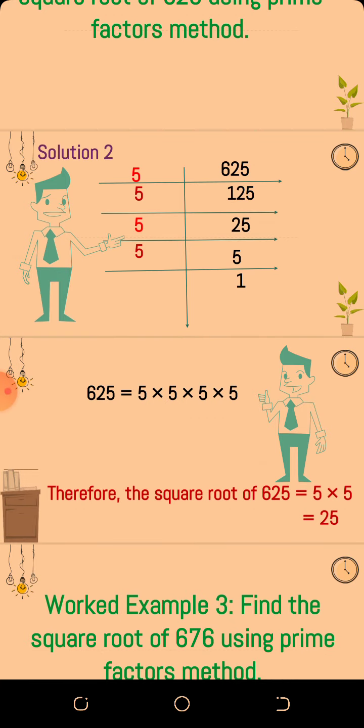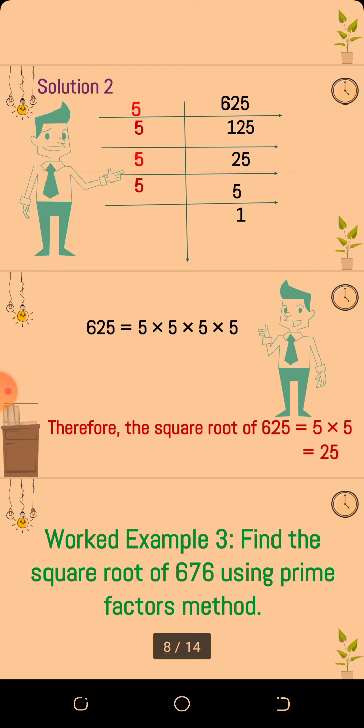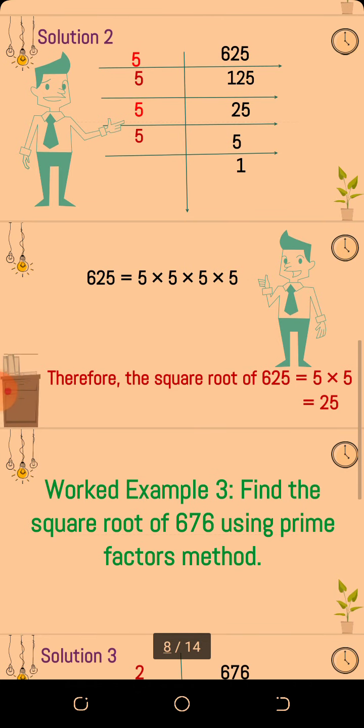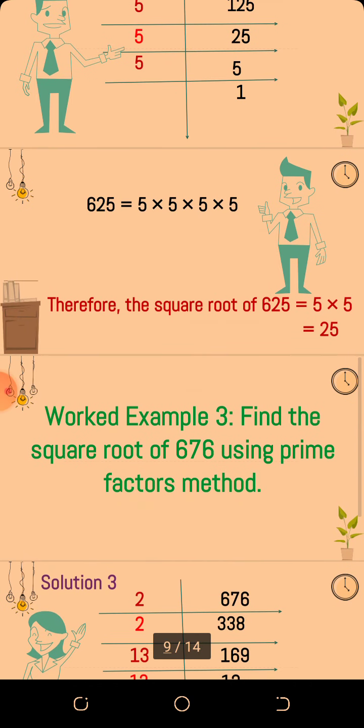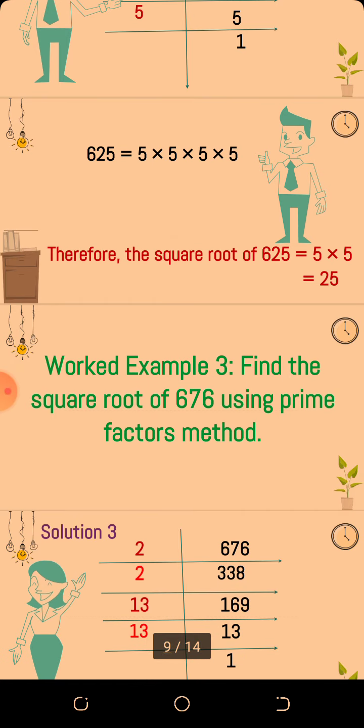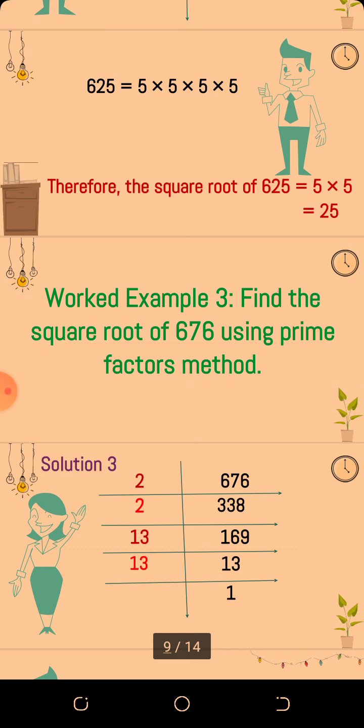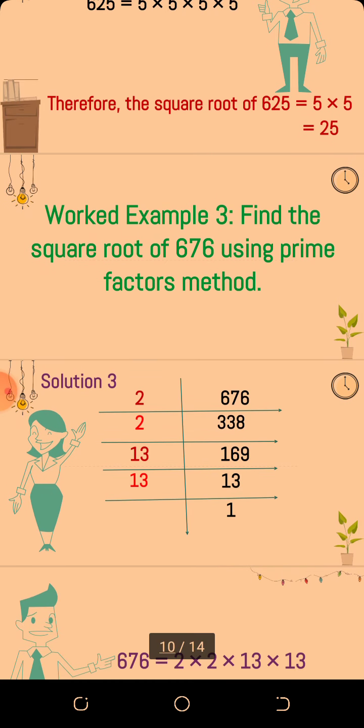5 will go in 625 125 times. 5 will go in 125 25 times. 5 will go in 25 5 times. Then 5 will go in 5 once. Therefore, 625 will be equal to 5 times 5 times 5 times 5. To find the square root of 625, we pick the first two 5s. 5 and 5, we write 5. Then we pick the last two 5s. 5 and 5, we write 5. So the square root of 625 will be equal to 5 times 5, which is equal to 25.